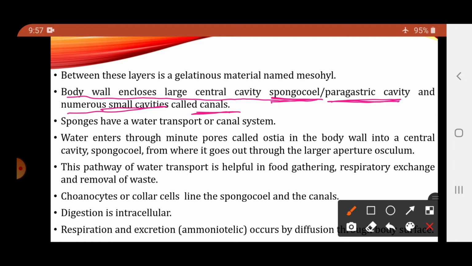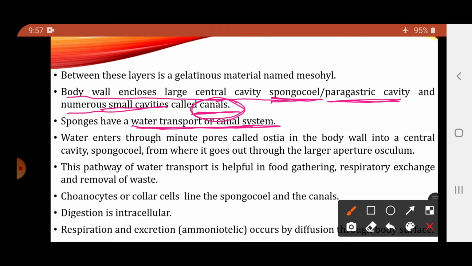Now, towards the body, inner to this body wall, or you can say towards the inner side, is a large cavity, and that cavity is called the spongocoel. Apart from this, it also contains many small cavities, and these small cavities are called canals. So basically, the body wall surrounds the large central cavity called the spongocoel, as well as numerous small cavities called canals. And sponges have the water transport or canal system.